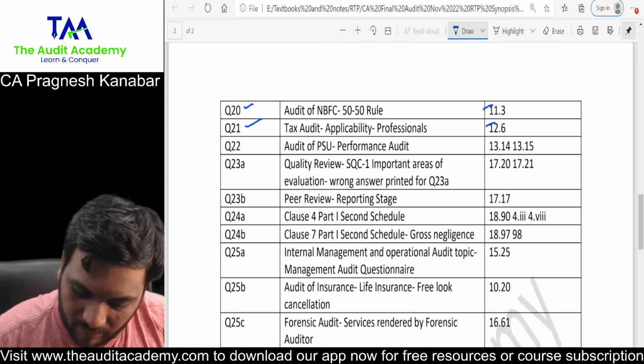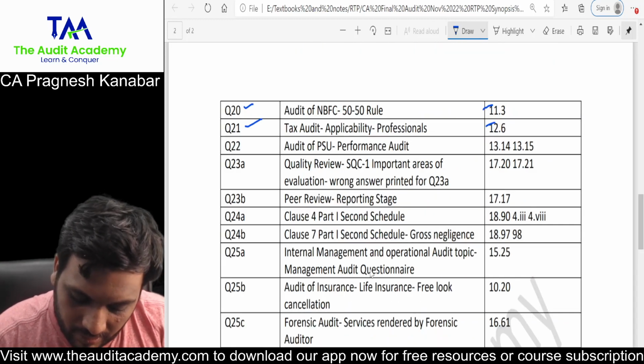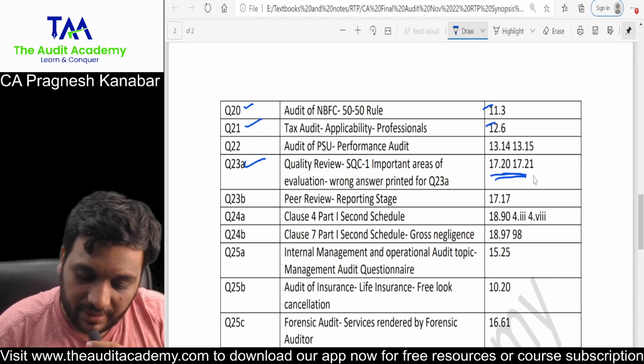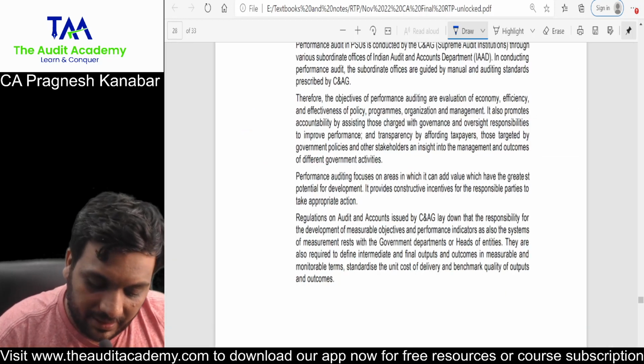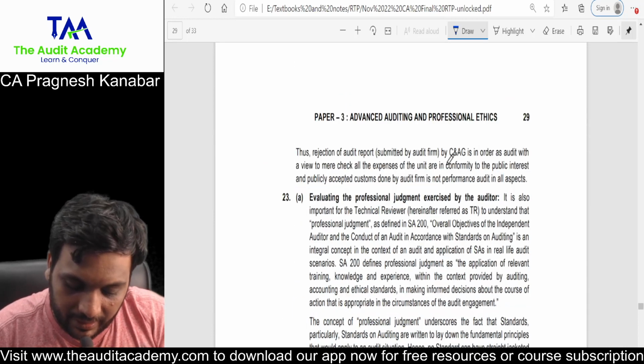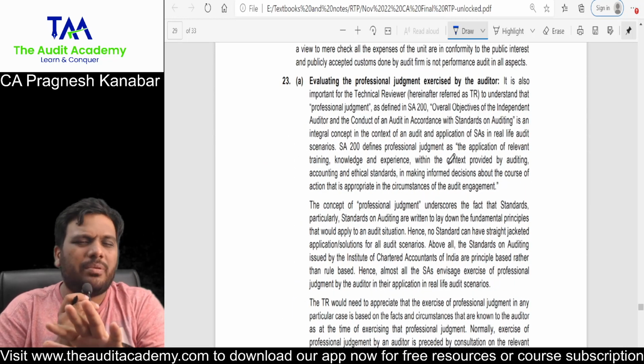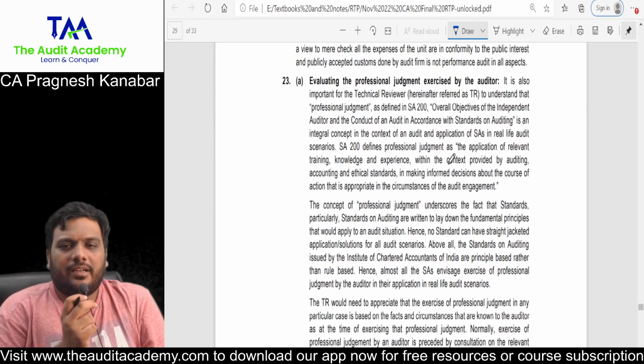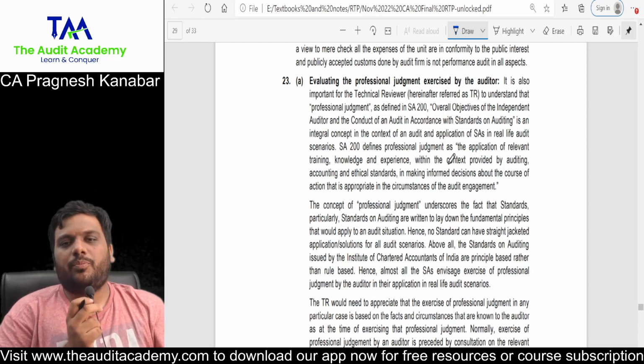So I've given the page number over here. Yeah, page number over here I've given. However, in RTP they've printed the wrong answer. I am saying this very clearly. They've printed the wrong answer. This is just a copy paste error from their side. I can understand the human errors. So this is a pure copy paste error.